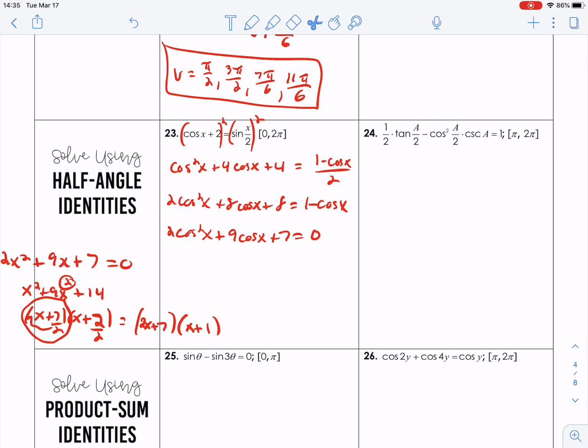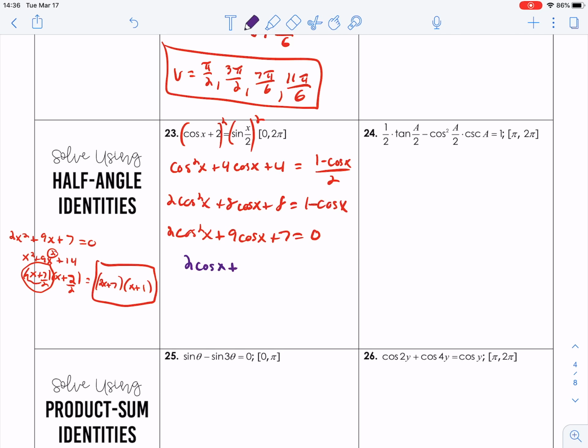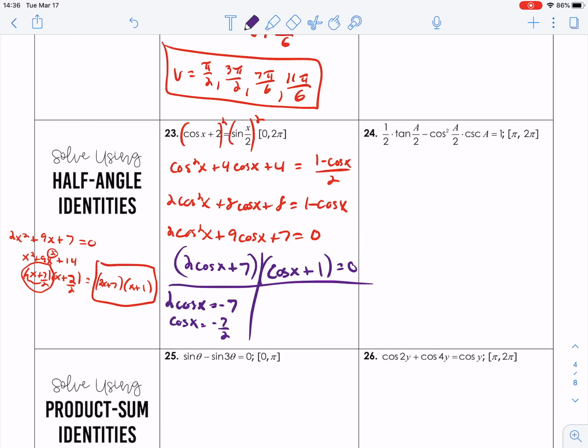There we go. And then I can switch this back to cosine. So I get 2 cosine of x plus 7 times cosine of x plus 1 equals 0. And then I solve. I get 2 cosine of x equals negative 7, cosine of x equals negative 7/2. Is that possible? Can cosine of x be a number less than negative 1? It can't. So x is an empty set.